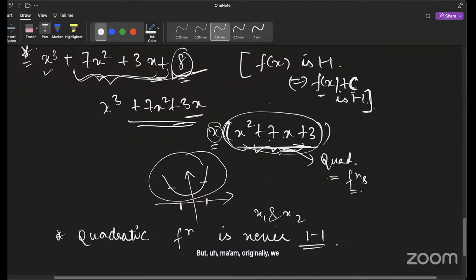But ma'am, originally we are given the cubic equation. Yes ma'am, but it's telling that r should be between 0 and infinity.